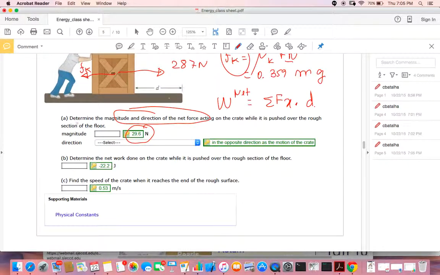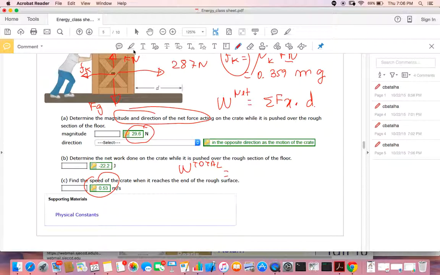Find the speed of the crate. So how can we find the speed of the crate when it reached the end of the rough surface? Well, we can use what we learned in the lab today, the total work of all forces. Remember, you also have, in this case, gravity, to be completed with the free body diagram. We have gravity and normal force, but those two forces, gravity and normal, do not do any work on the system because they are perpendicular to the motion, right?